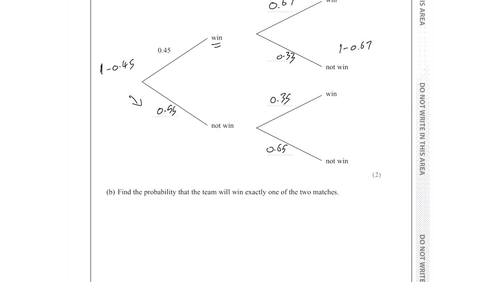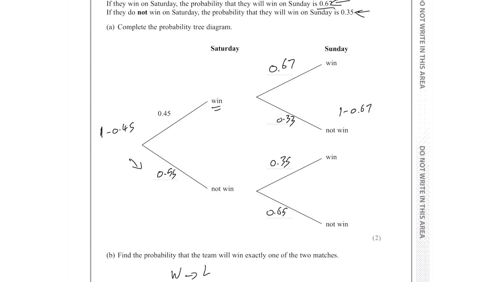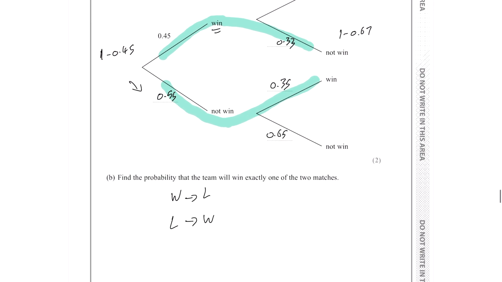So the probability that they'll win exactly one means that they're going to either win and then lose, or lose and then win. So that essentially looks like this in the graph. So they're going to win and lose, or they're going to lose and then win. So then that becomes 0.45 times 0.33, and this becomes 0.55 times 0.35. And if you type that into your calculator, you will get that and 0.1925.